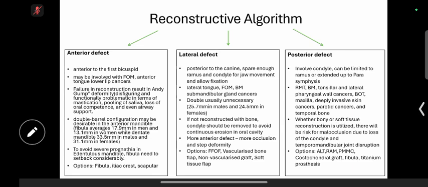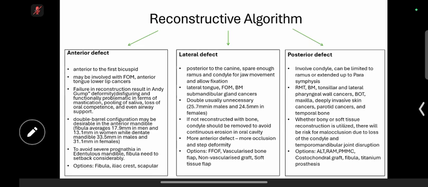So if there is a failure in reconstruction of this area, it can lead to the Andy Gump deformity, which is very disfiguring and functionally problematic in terms of mastication, pooling of saliva, loss of oral competence, and even airway support. So double barreling configuration may be desirable in the anterior mandible.